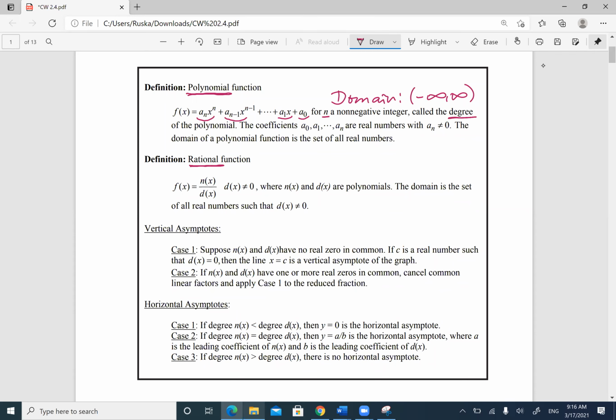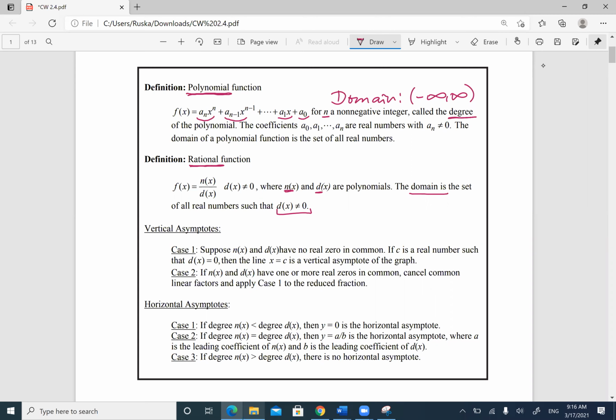The next function we're going to talk about today is a rational function. A rational function is a fraction. It looks like this: polynomial over polynomial. See, n and d, numerator and denominator, are polynomials. So a rational function is a fraction, something over something. Now the domain here is not all real numbers because you have a fraction. The denominator of the fraction is not 0. That's how you find the domain. So the domain is everything except where the denominator is 0.